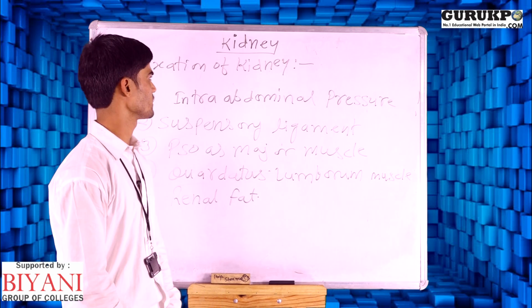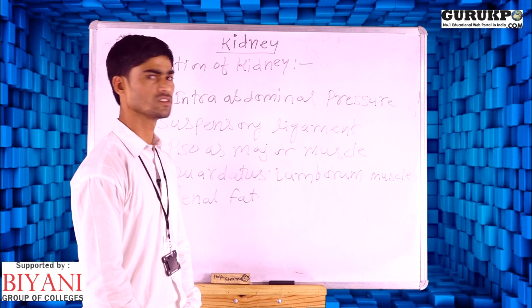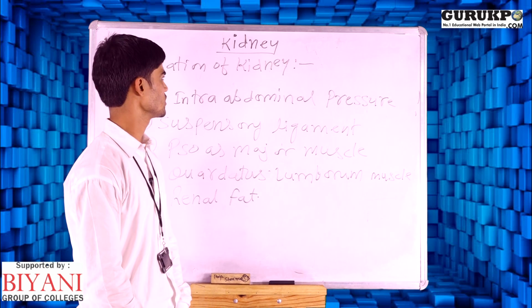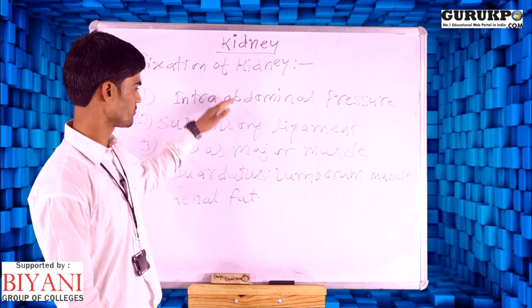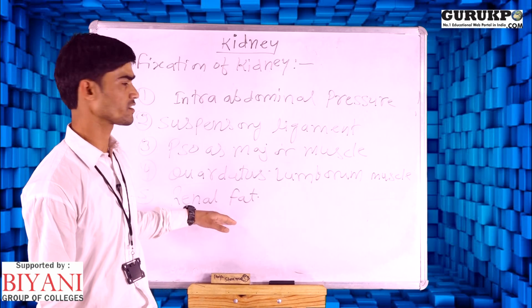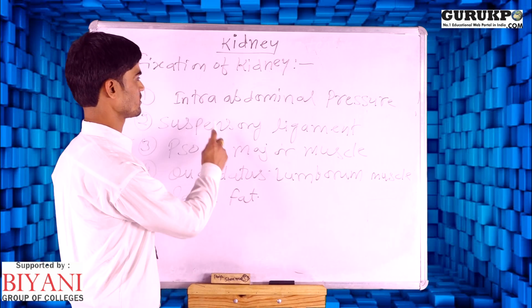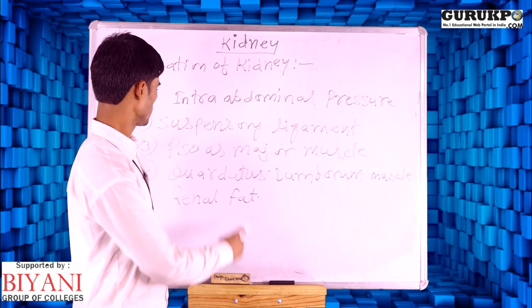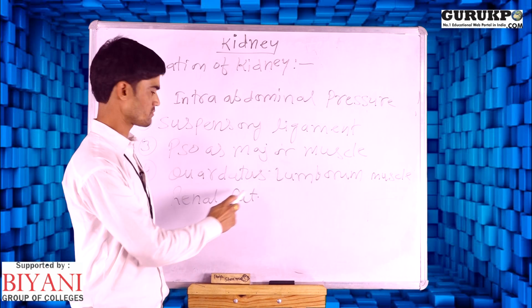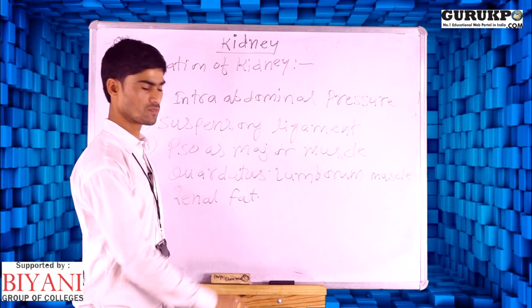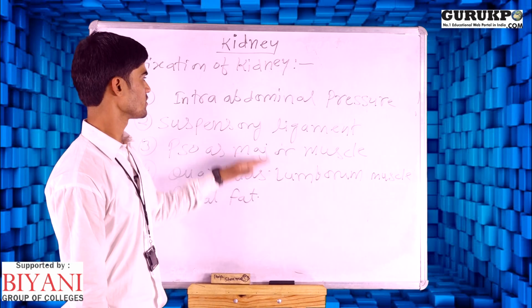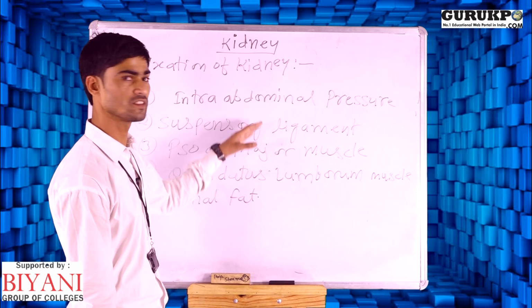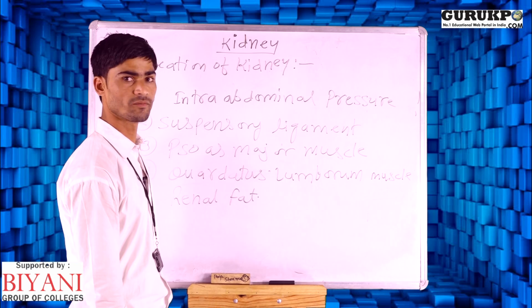Now we will discuss the fixation of kidney. When we are jumping, running, sitting, standing, the kidneys remain fixed in their situation. Why? Because of these factors. There are 5 factors responsible for the fixation of kidney. First one is intra-abdominal pressure. Second is suspensory ligament. Third is psoas major muscles. Next is quadratus lumborum muscles. And last one is renal fat. These are responsible for the fixation of kidney in the abdominal cavity.